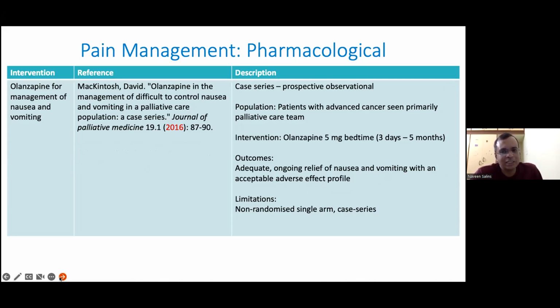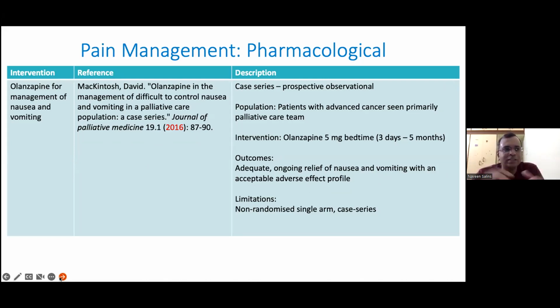There is another paper which looked at olanzapine only, slightly older, going back to 2016. Here it was a case series. So again, it was done in different centers. So the good part is it was done at different centers. And here, the dose of olanzapine was almost very similar. They used 5 milligram of olanzapine at bedtime. Again, it's mainly in the refractory setting I'm talking about.